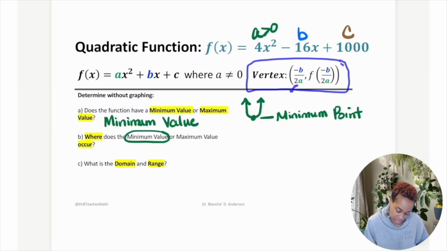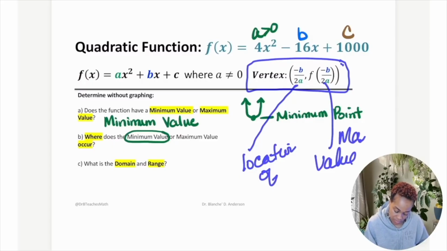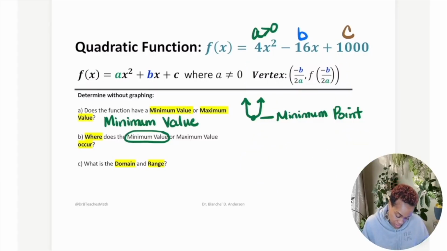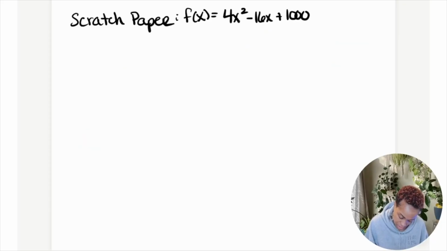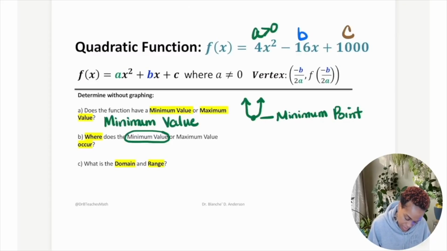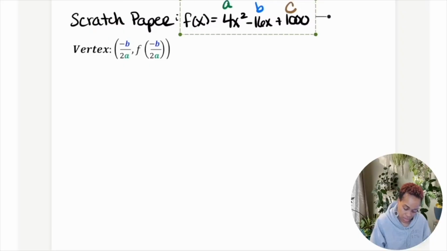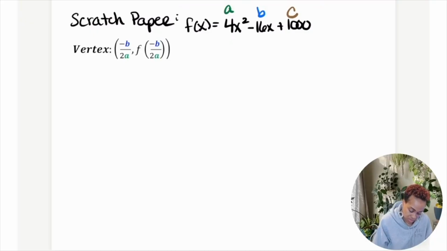If you can find the vertex, this value tells you the location of the max or min value. Okay? So the X tells you the location of it. So let's do that. So I'm gonna, do I have scratch paper? Yes, very good. So let me copy this. So let's find the vertex. And then this is our A, this is our B, and this is our C, right? A, B, and C. Okay, so let's find this value.